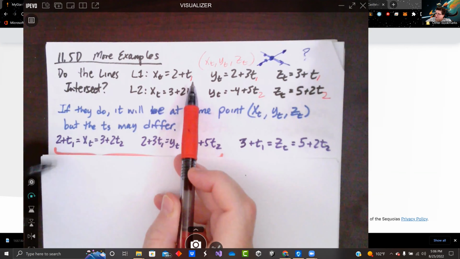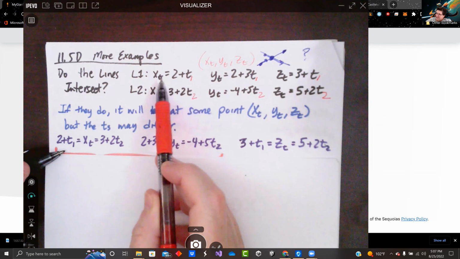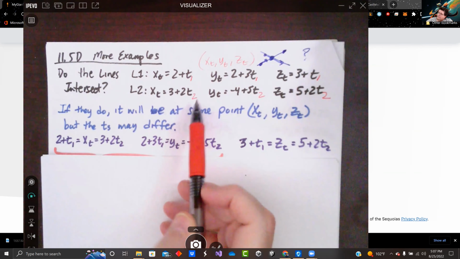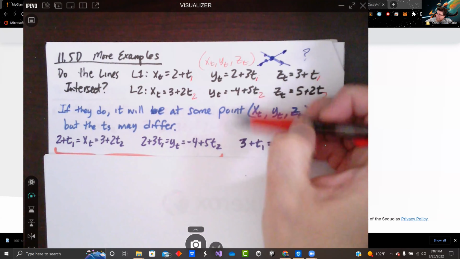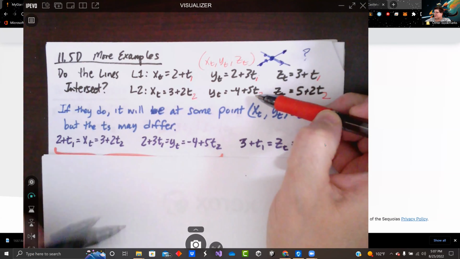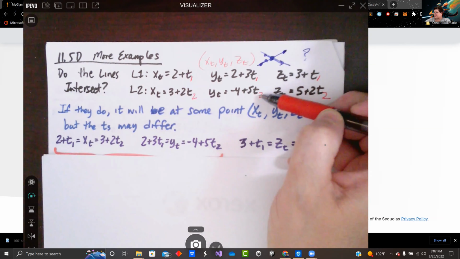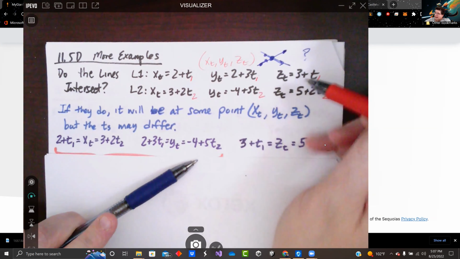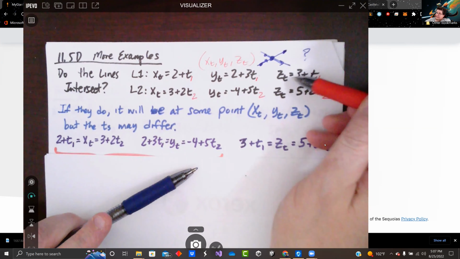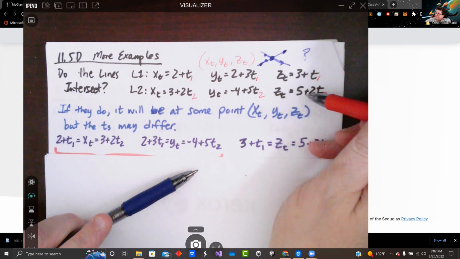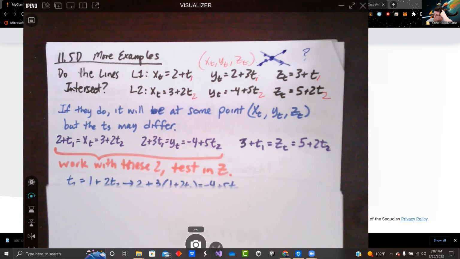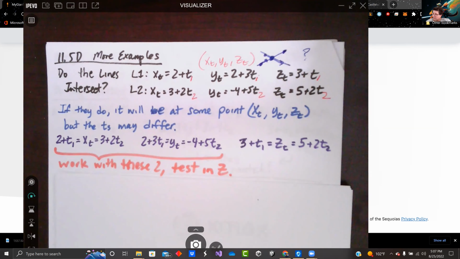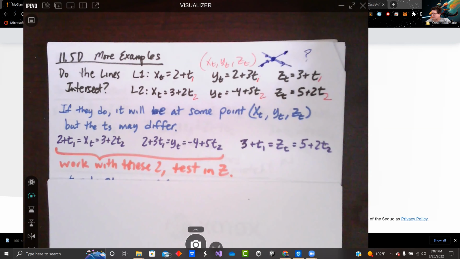2 plus t1 equals x of t, which equals 3 plus 2t2. 2 plus 3t1 equals y of t, which should equal the negative 4 plus 5t2, I should say. And 3 plus t1 equals z of t, and that z of t should be the same as 5 plus 2t2. Okay? So let's just work with these two. On the left, we'll work with x and y, and we'll use z as a test case.